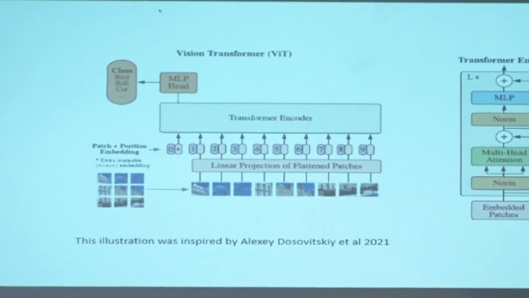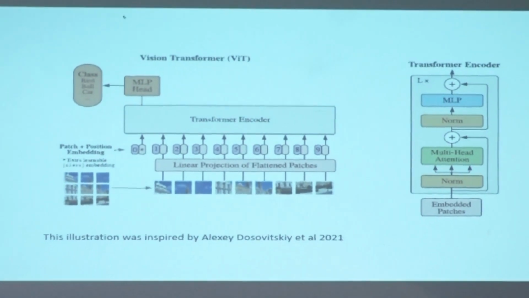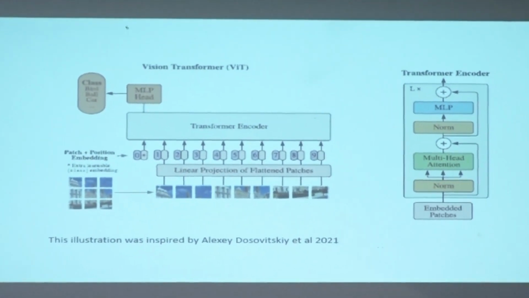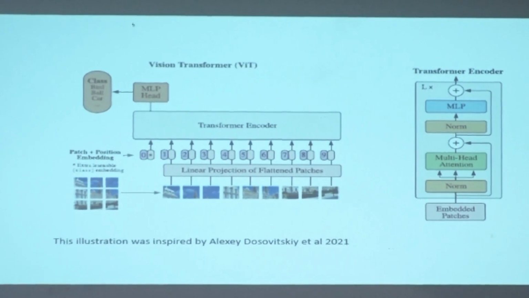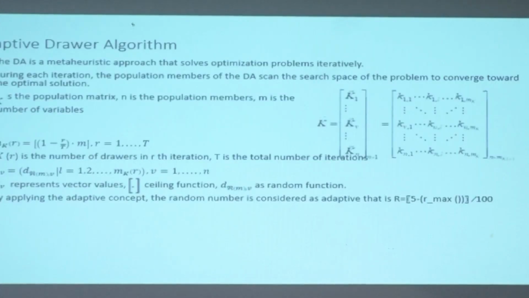So in this way, the image is divided into patches, and each patch goes to the transformer, the transformer that I have shown there. So this is the internal process that goes on.